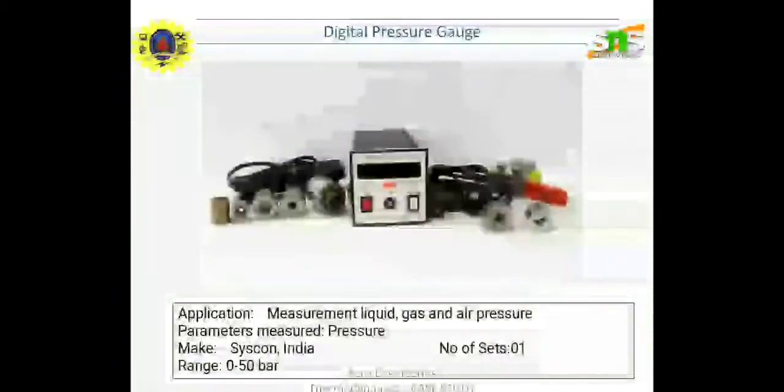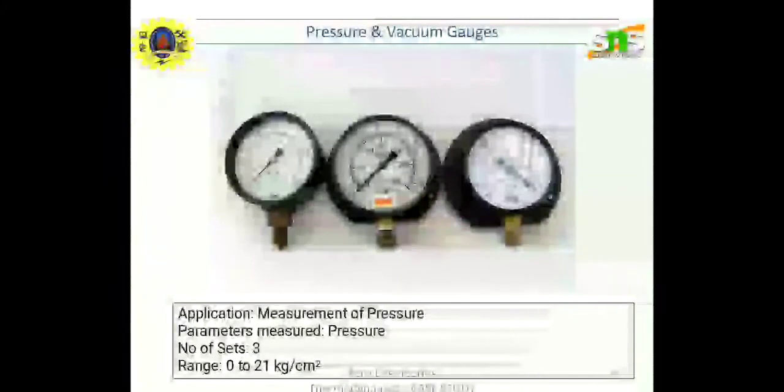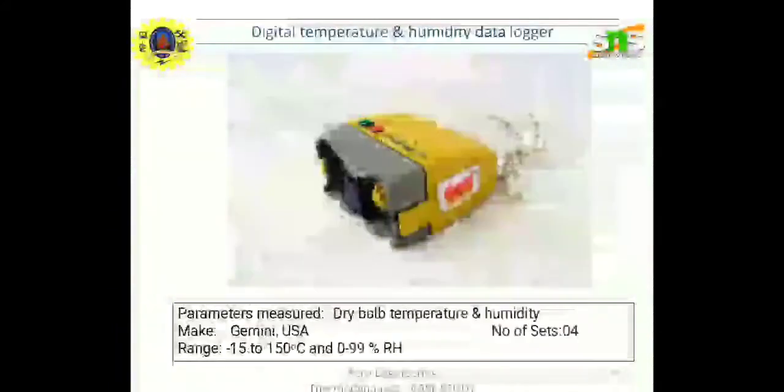It's the digital pressure gauge. Application is measurement of liquid, gas and air pressure. It is a pressure type. Then pressure and vacuum gauges are used for measurement of pressure. The range is 0 to 21 kg per centimeter square.